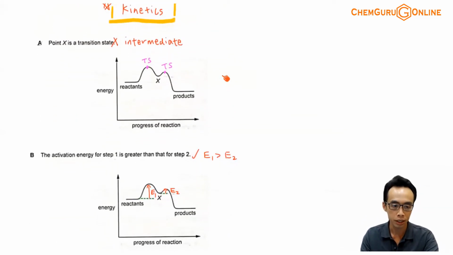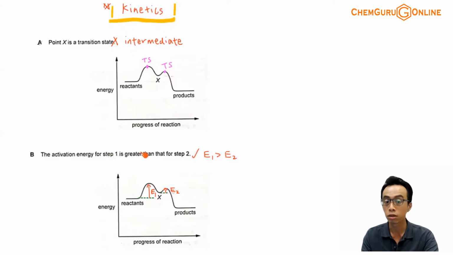Now how about option B? Activation energy for step 1 is greater than that for step 2. Activation energy is the energy required for the reactant to possess in order for it to proceed to form products. So in the energy profile diagram, it is just the height from the reactant to the top of the mountain or to the transition state. So if I consider the two steps, first step is involving reactant to the top of the mountain. So this activation energy will be here. It has a certain height. We write this as E1.